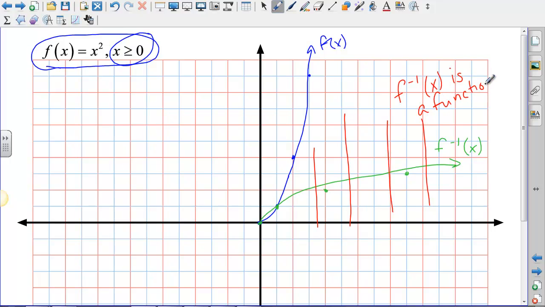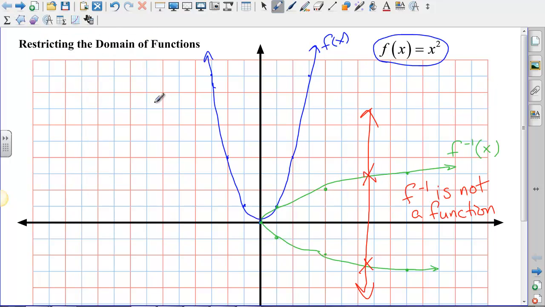Now, when we go to find this using changes in x and y, I'm going to make this y equals x squared. And then I switch x and y to give x equals y squared. And then to undo the square, I take the square root, and I get the square root of x equals y. And I can say that f inverse of x is the square root of x. Now I don't have to put this stipulation here because this is only dealing with positive or non-negative numbers, okay? And so if I graph this, this here is my actual graph.